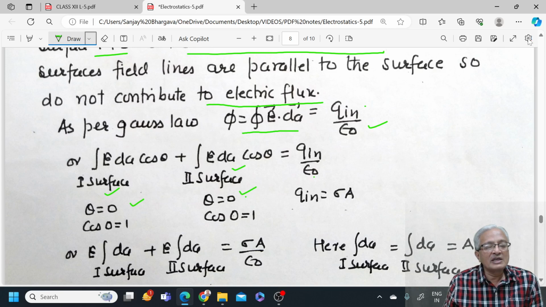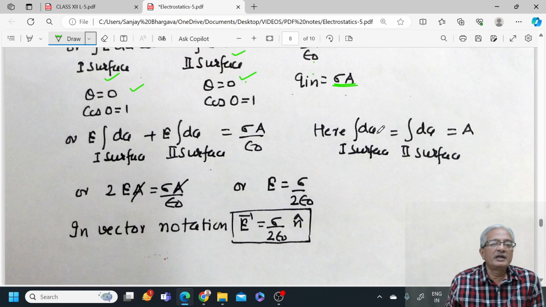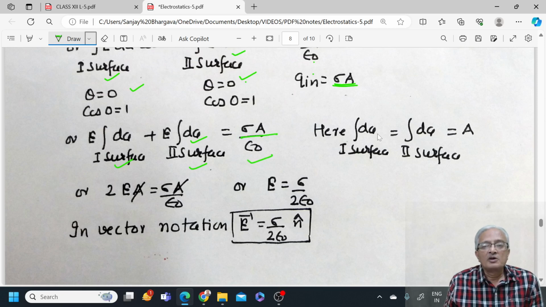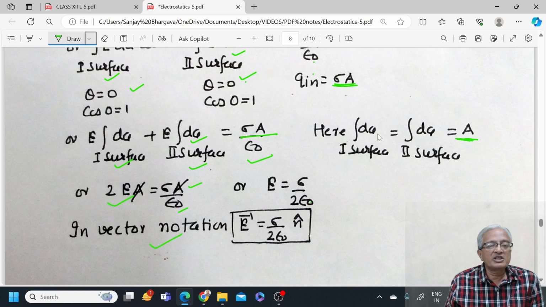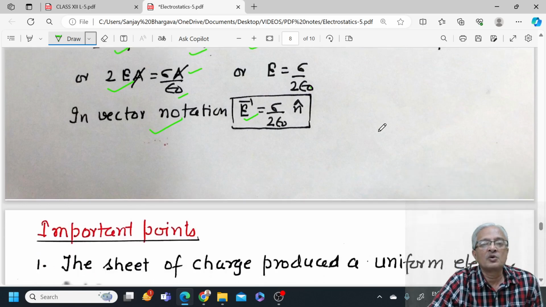And what is the value of the charge inside the closed surface? It would be sigma times A. A is the area of cross section. So I have E integration dA over the first surface, E integration dA over the second surface would be sigma A upon epsilon 0. So integration dA would be equal to the cross sectional area A. So in LHS, twice EA would be sigma A upon epsilon 0, or E is equal to sigma upon 2 epsilon 0. In the vector notation, electric field E would be equal to sigma upon 2 epsilon 0 n cap.